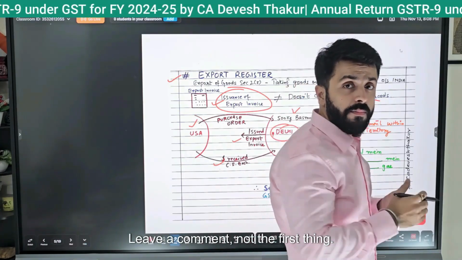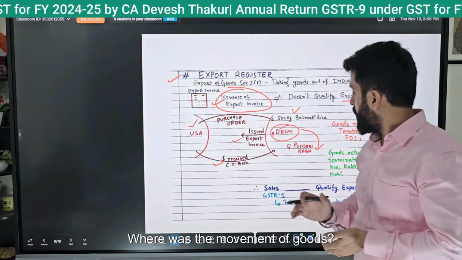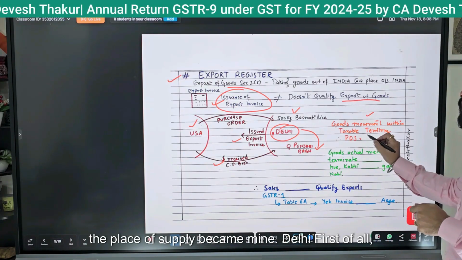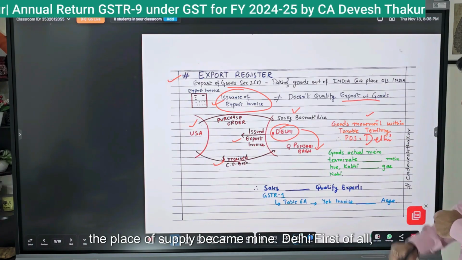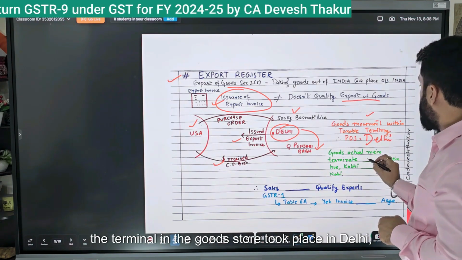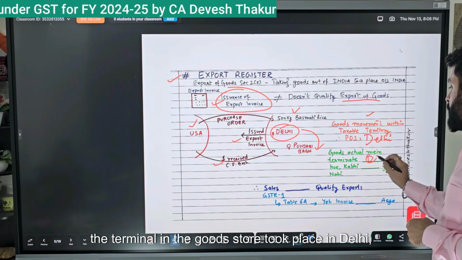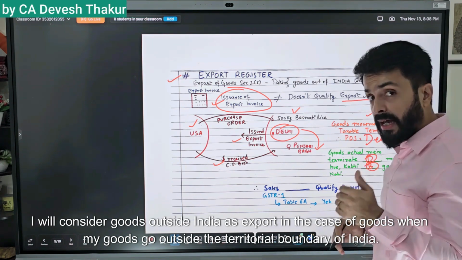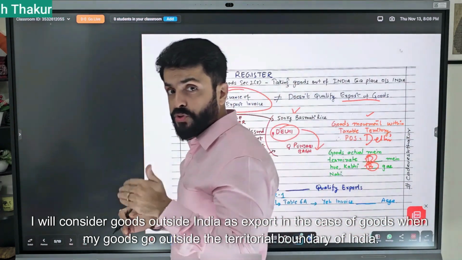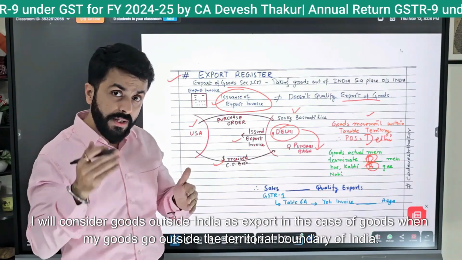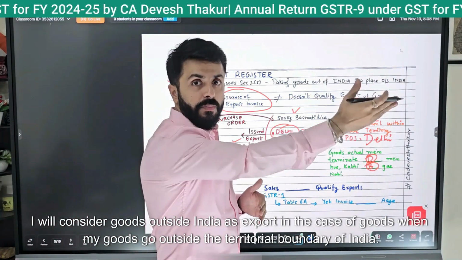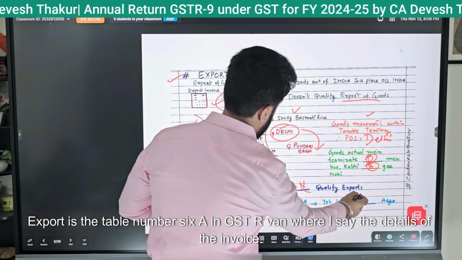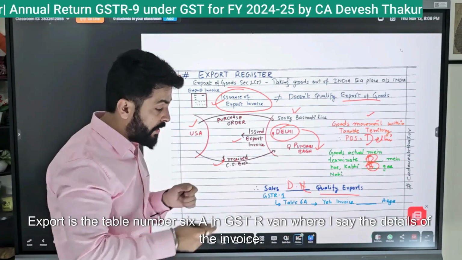Leave a comment, but not the first thing. Where was the movement of goods? This happened in our taxable territory, the place of supply became mine, Delhi. Secondly, the supply of goods took place in Delhi, it never went out. I will consider goods as export only when my goods go outside the territorial boundary of India. Such sales do not qualify as export. Export is reported in table number 6A in GSTR-9, where I give the details of the invoice.